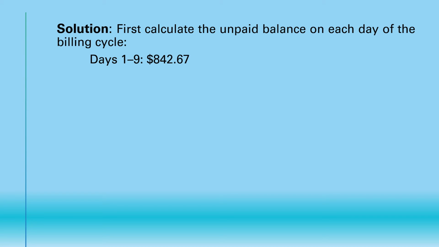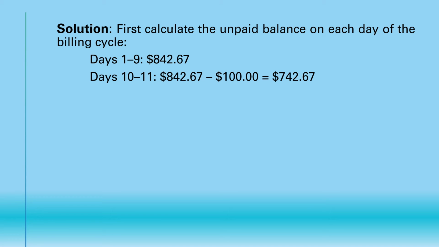For the first 9 days the person has not paid any amount, so the balance is the same as what he had in the beginning. In the beginning of the billing cycle, he had a balance of $842.67. That will be the balance for those 9 days. Every day he had a balance of $842.67.